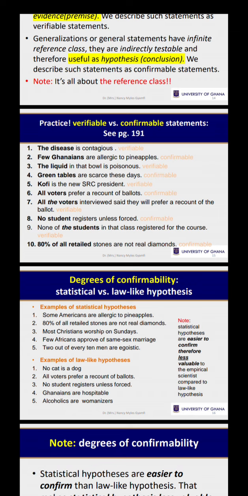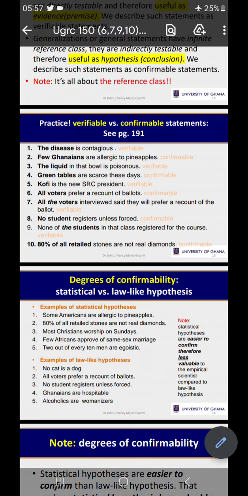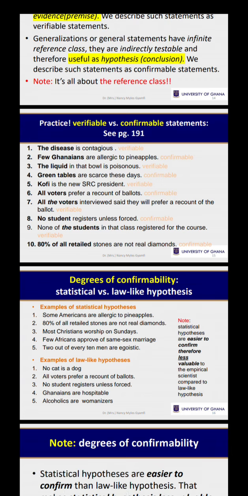Under the confirmable statement, we have two types of confirmable statement: law-like hypothesis and statistical hypothesis. We'll throw more light on this. Pay attention to this. I said a confirmable statement has two types, which are the law-like hypothesis and then the statistical hypothesis.